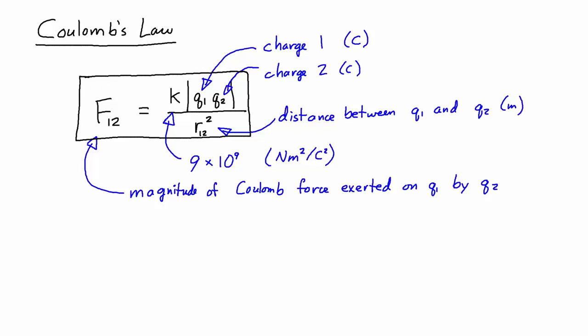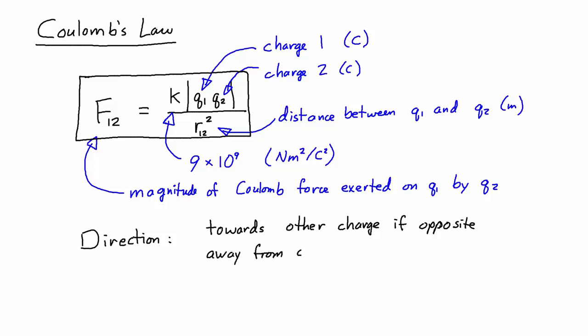You still need to have the understanding that opposite charges attract and like charges repel, and that's actually where I recommend you go to find the direction, because remember, force is a vector, so it has magnitude and direction. The direction is that the force will be towards the other charge if the charges are opposite, and it will be away from the other charge if the charges are the same. And that's pretty much all you need to know for Coulomb's law.